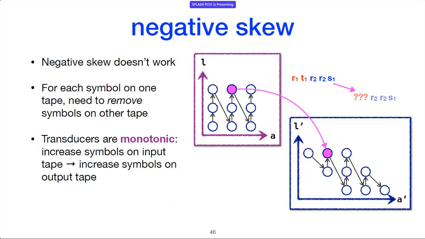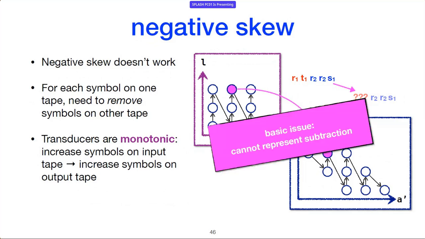Fundamentally, the problem here is that transducers have this monotonicity property. If I add more symbols to the input tape, the output tape can only add more symbols. So I sort of need to be able to add symbols to create negative numbers. That seems a little bit hard. And so fundamentally, I can't do subtraction, which is what I needed to do to represent this kind of negative skew.